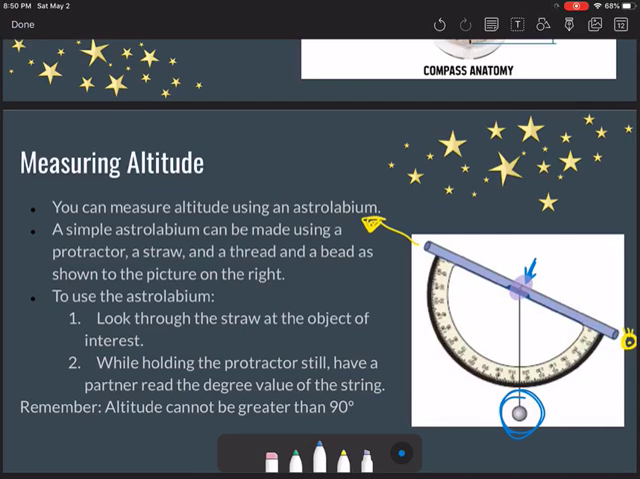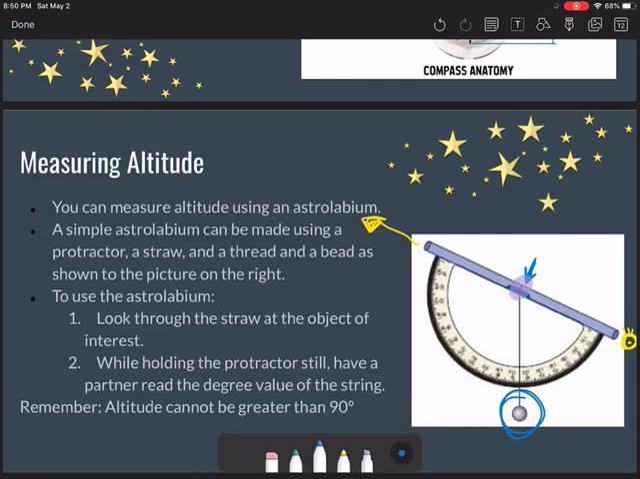Because if I just put the string there, the string's not going to fall straight down, because it doesn't have the mass to do that. So I could put a bead, or I could tape some sort of washer to it. Just something to weigh it down, and that's cool. So it could be made, just copying the diagram here, using a straw, a thread, a bead, and a protractor.